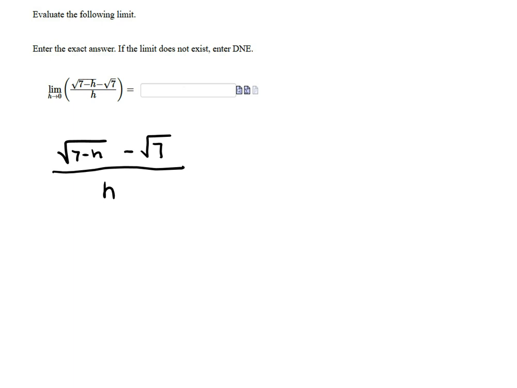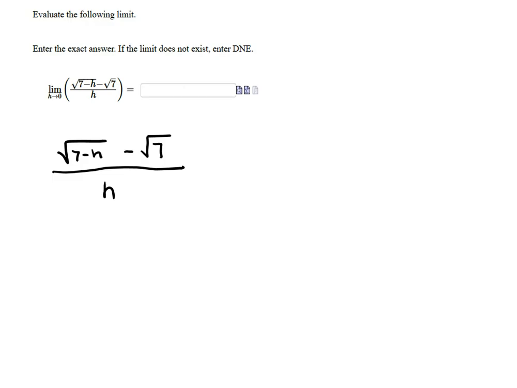Okay, they want me to find the limit as h approaches 0. But since there is only an h in the denominator, you can't just plug in the 0, because then it would be over 0, and you can't divide by 0. That's undefined. So you actually have to use the same skill that you use for rationalizing denominators.